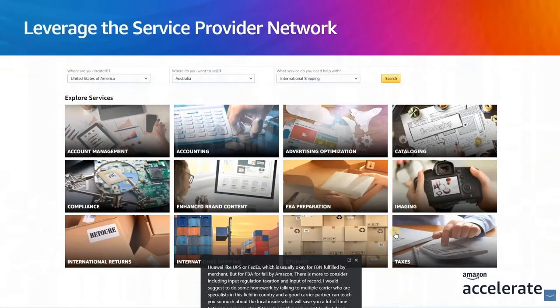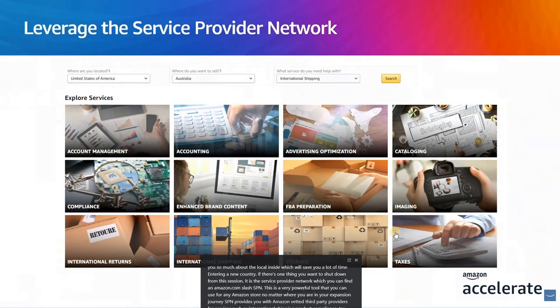If there's one thing you want to jot down from this session, it is the Service Provider Network, which you can find at amazon.com/SPN. This is a very powerful tool that you can use for any Amazon store. No matter where you are in your expansion journey, SPN provides you with Amazon-vetted third-party providers for services such as international shipping, product compliance, tax registration, and much more.